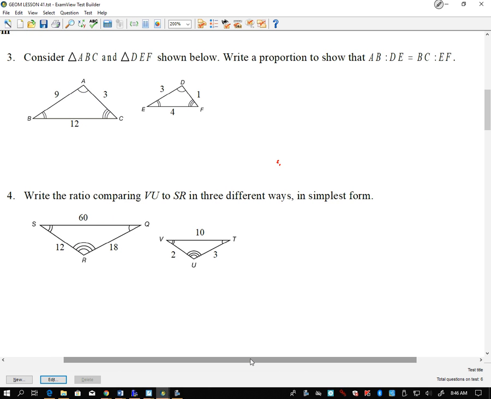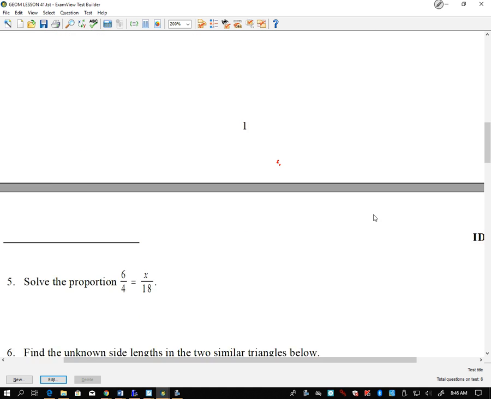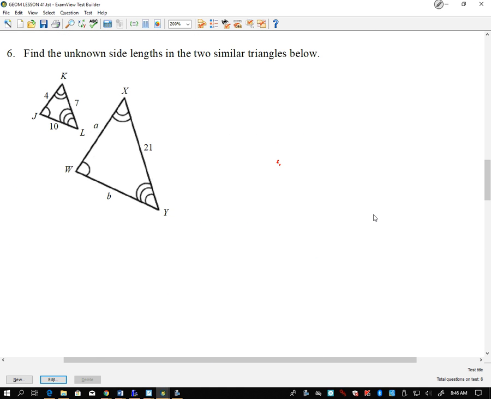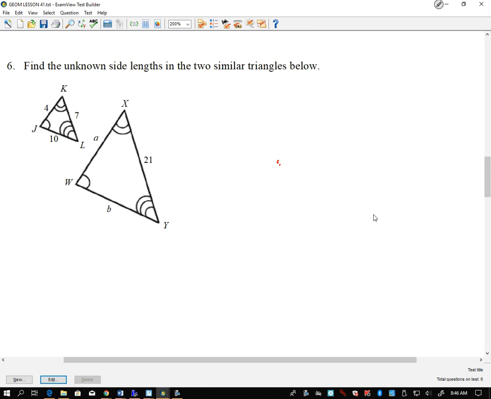Let's see. Let's do one more. Okay, let's do number 6, and then let's skip into your book. Okay, find the unknown side lengths in the two similar triangles. Jordan, help me set up a proportion. Let's solve for A first. 4 over A, okay.